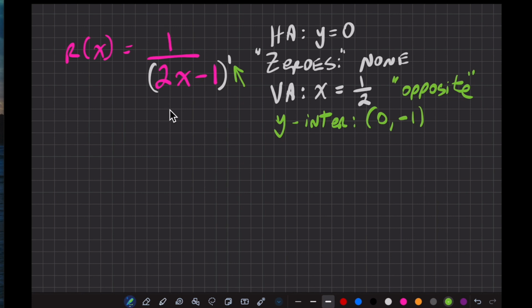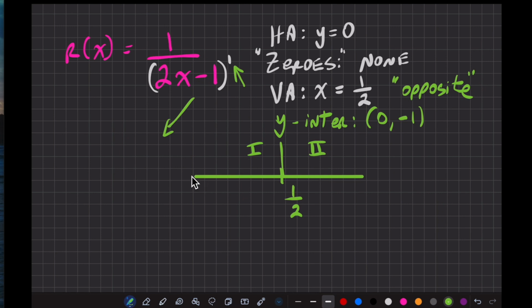Finally, I want to do what I call a sign analysis. When you do a sign analysis, you put down all the critical points on a number line. The critical points are going to be the zeros and the vertical asymptotes. Well, we have no zeros, so the only point on the sign analysis number line is going to be 1/2. We're now going to separate this into two zones, and we're going to analyze the sign of this whole function in zone 1 and zone 2.